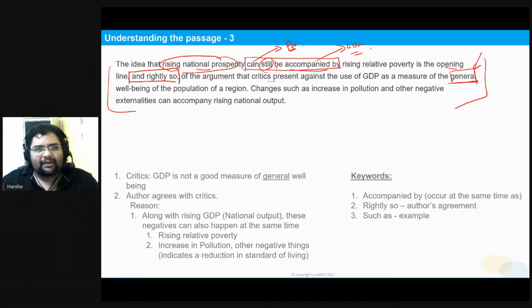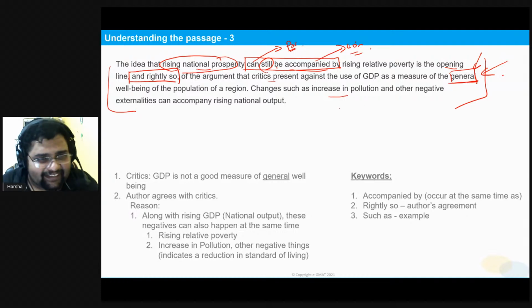So when you talk about your standard of living, there is a money component and there is a non-money component. In the first paragraph, the author went after the money component, saying GDP is not a good measure of economic well-being. In this second paragraph, he seems to be going after general well-being, the non-economic component also. And that's why you don't see anything related to money here. Increase in pollution, all those other things that you'll see in the rest of the paragraph, nothing here is about money.